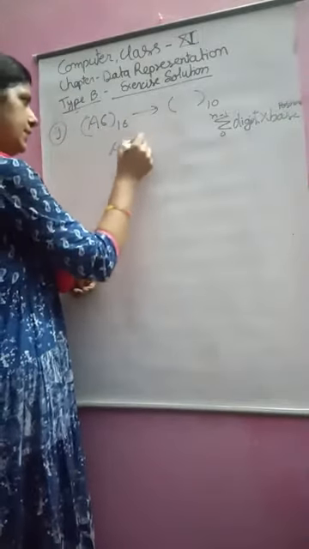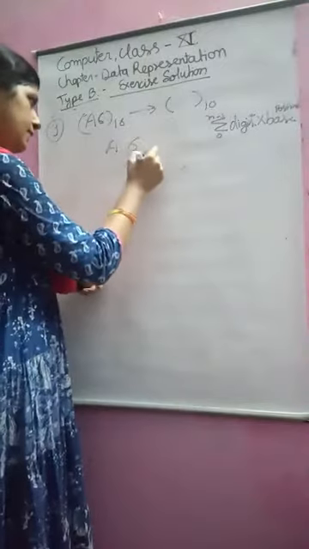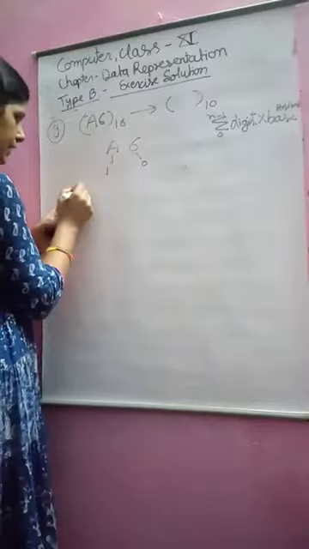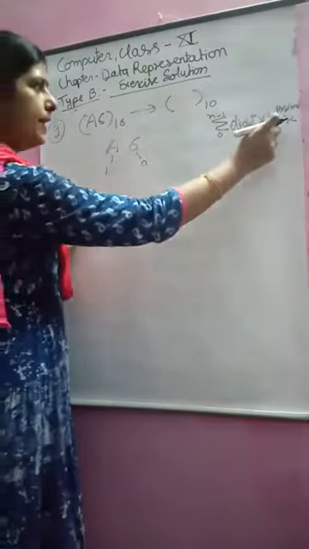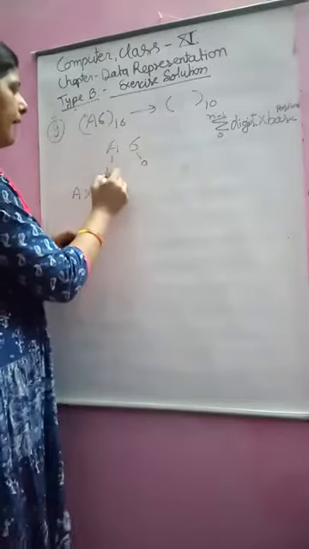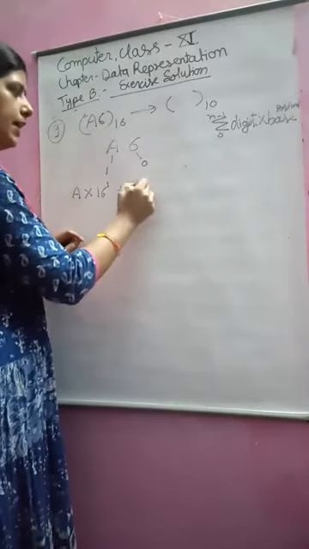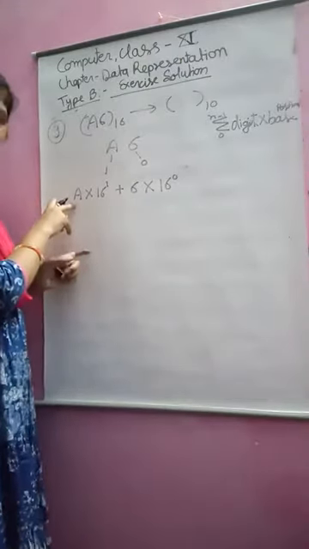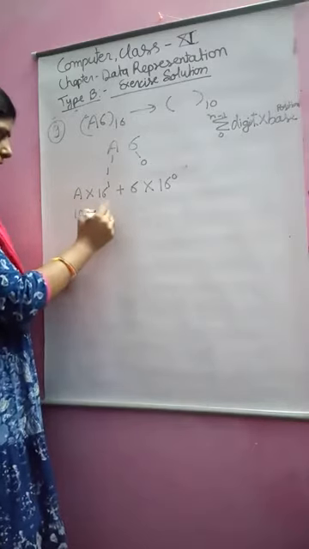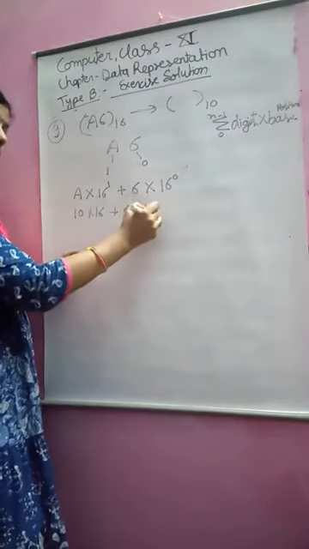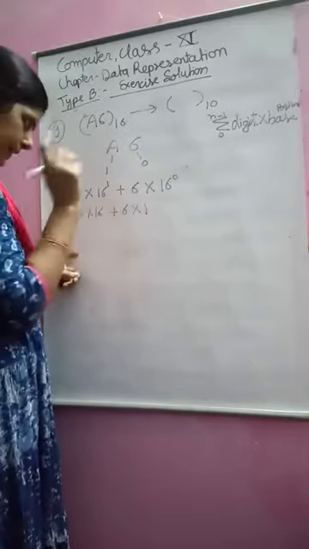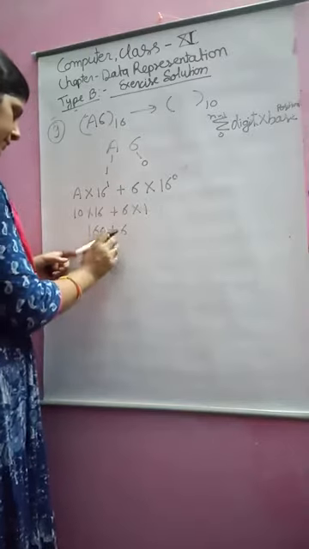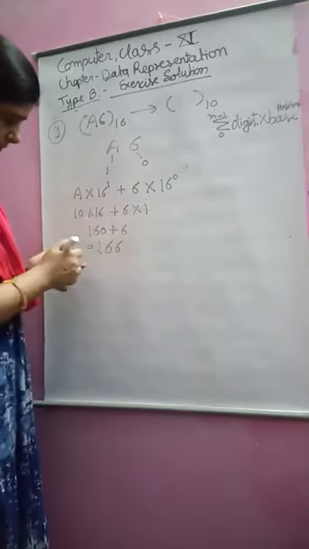Now A6. Position 0, position 1. Now start. Digit value is the A multiplied by base is the 16 to the power 1 plus 6 multiplied by 16 to the power 0. Now what is A? A is the 10. So 10 into 16 plus 6 into 1. Any base to the power 0 is the 1. That is 160 plus 6 equal to 166.